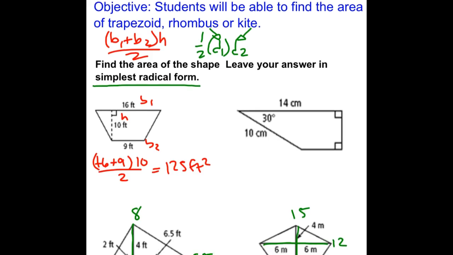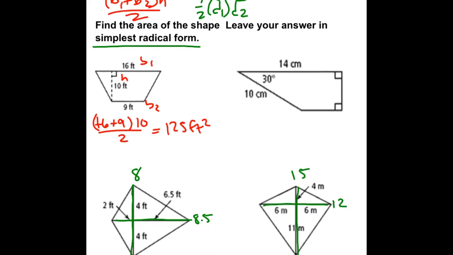Alright, so I got the first one. I just had to plug in my values. My bases were 16 and 9, and my height was 10, so I went 16 plus 9. That got me 25 times 10 is 250, divided that by 2 and got 125 feet squared.